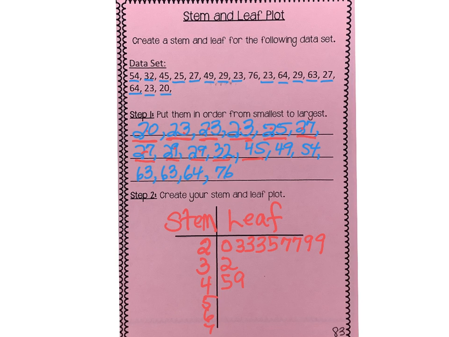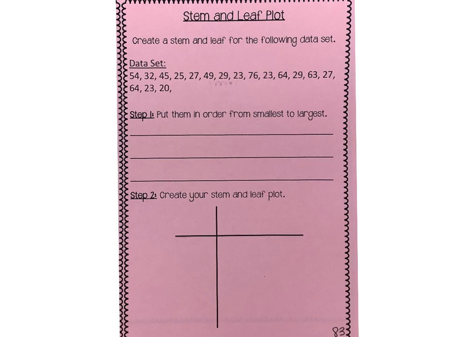So on my 40s leaf, I have a 4 for the stem, and a 5 for 45, and a 9 for 49. I also have a 54, so I'm going to take that 54. I already have my 5 there, and I'm going to place a 4 in my leaf. I have a couple 63s. What do you guys think I'm going to do? I'm going to add a 3 and a 3 for my two 63s. I have a 4 for a 64. And finally, I have 76. I have 7 for my tens and 6 for my ones.